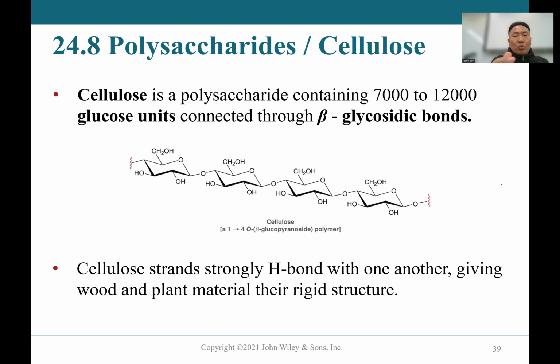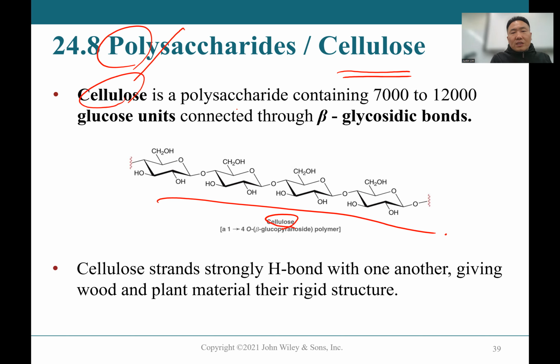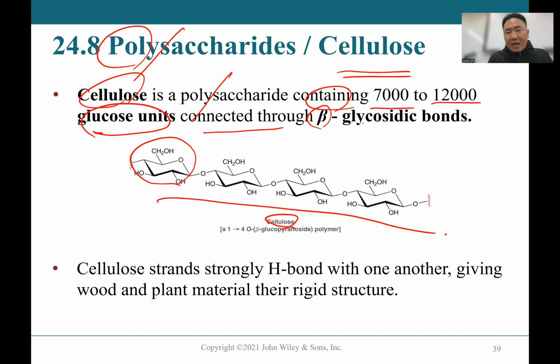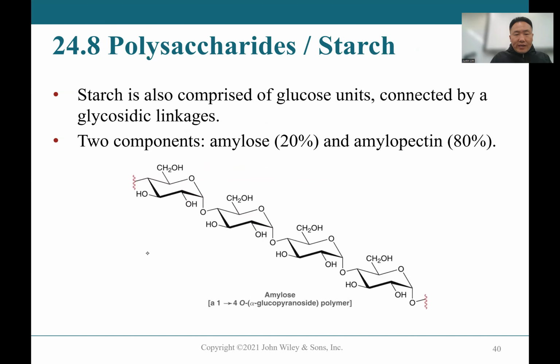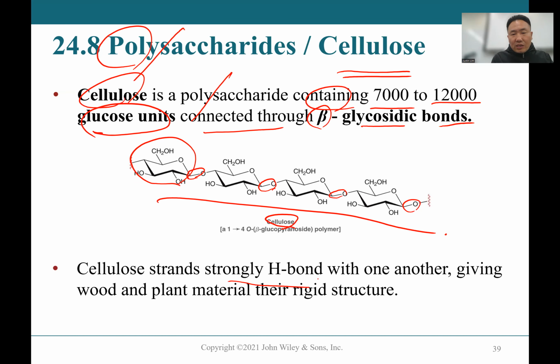Okay, next, let's look over polysaccharides. For example, cellulose. This is cellulose. Cellulose is a polysaccharide containing 7,000 to 12,000 glucose units. This is glucose connected through beta glycosidic bonds. Now, can you see the beta glycosidic bond? Cellulose strands strongly hydrogen bond with one another, giving wood and plant matter their rigid structures.